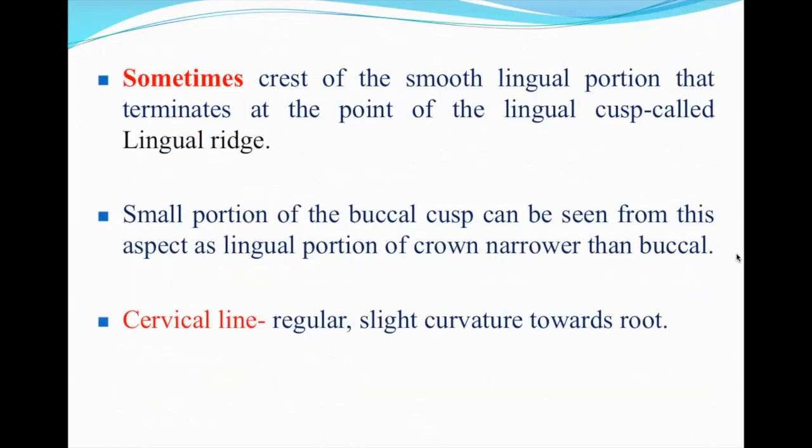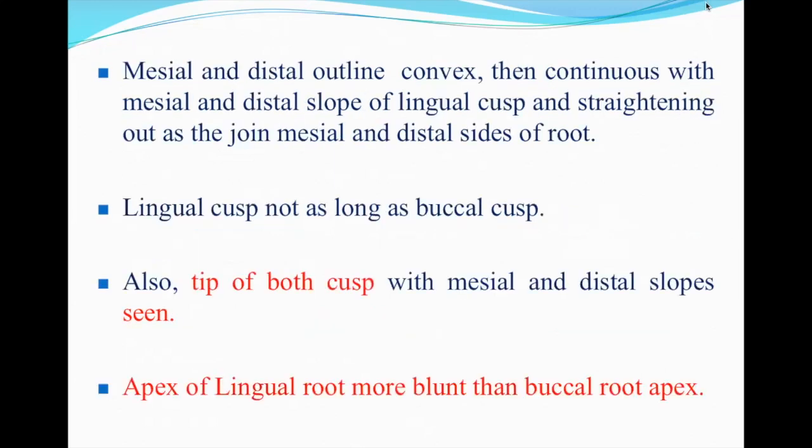Cervical line is regular, slight curvature towards the root is seen. Mesial and distal outline is convex, then continuous with mesial and distal slope of lingual cusp and straightening out as they join mesial and distal sides of the root. Your lingual cusp is not as long as the buccal cusp. Also, tip of both cusps with mesial and distal slopes are seen. Apex of lingual root is more blunt than buccal root apex.